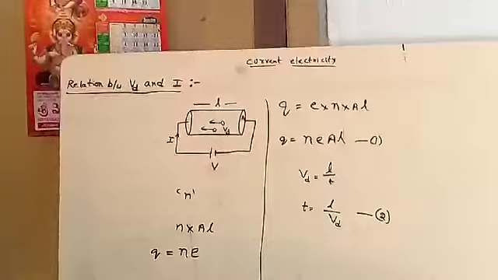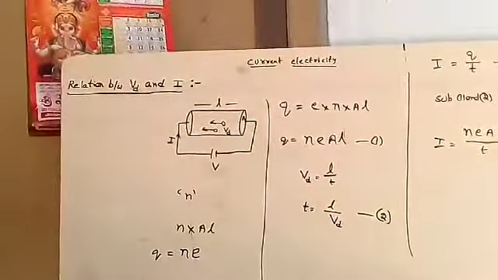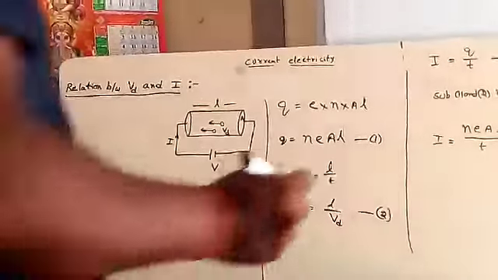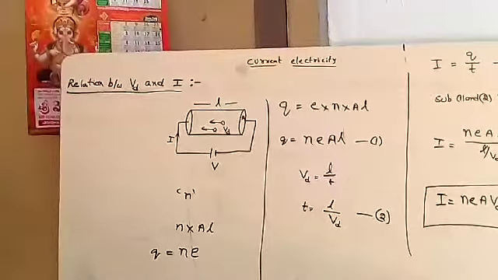Now later I am taking one more relation: I is equal to Q by t. This I am taking as equation 3. Then you substitute 1 and 2 in 3. So I is equal to, in place of Q, you can substitute nеAL by t. In place of t, you can substitute L by Vd. This L and this L cancel. So finally, you can get I is equal to nеAVd. So this relation is also very, very important.